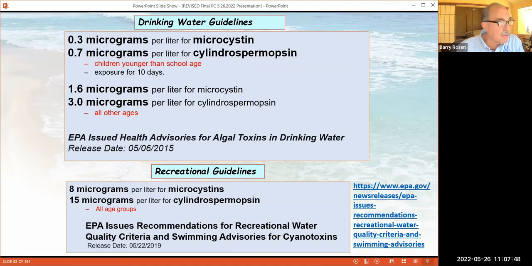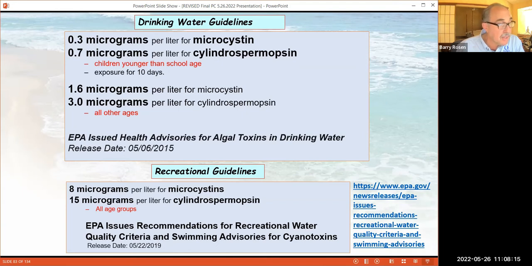There's some caveats. That was meant for children younger than school age and exposure for 10 days or longer. So it's coming into your water supply. They let older people be exposed to a higher dose. So again, these are guidelines. I think your bigger drinking water plants are monitoring for these compounds, and they will take appropriate actions to prevent these compounds from getting out and being in their distribution system.